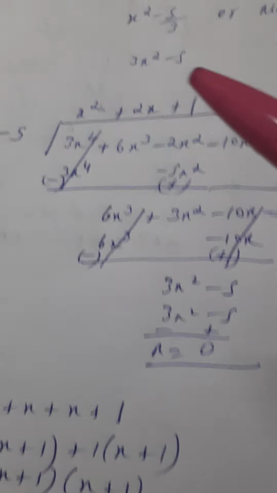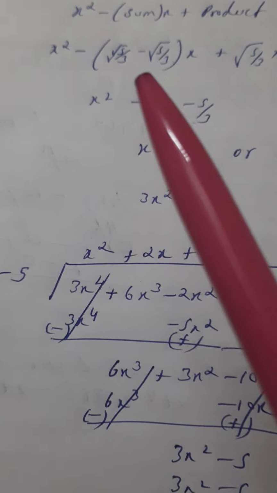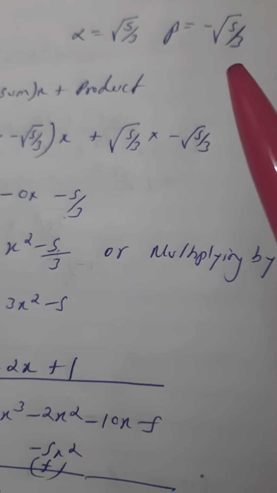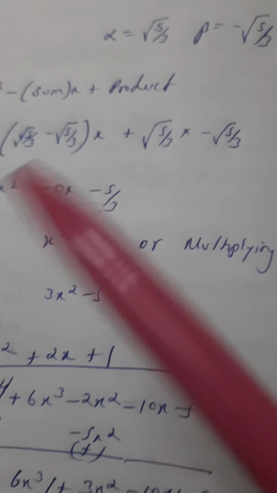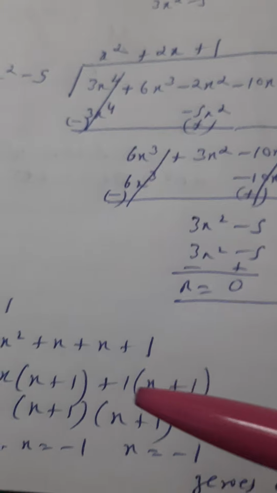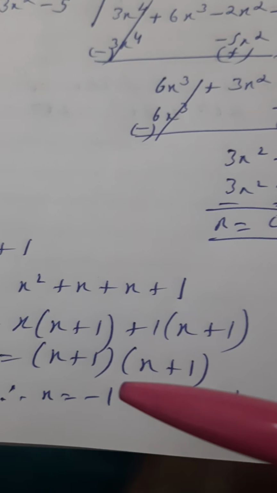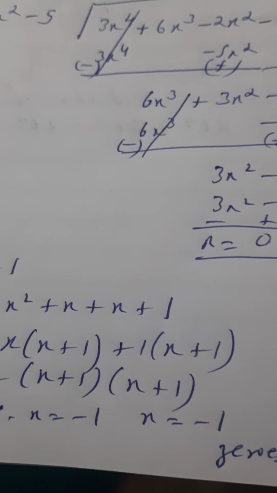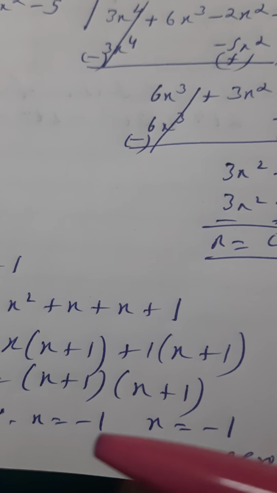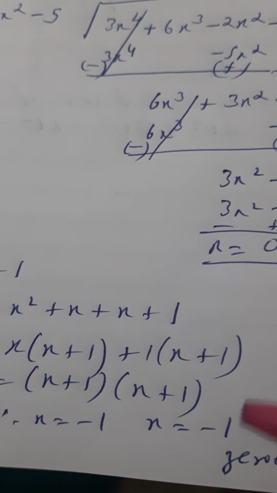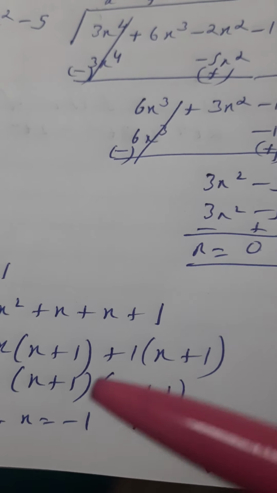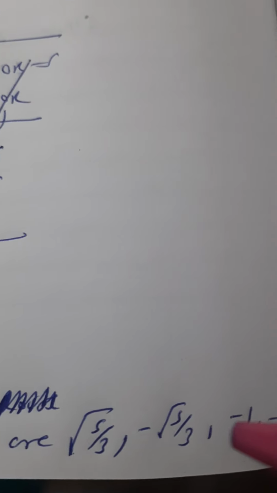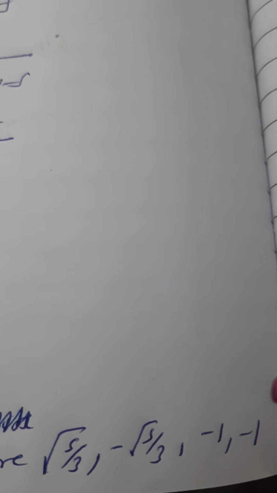So two zeros were already given to us in the question. And what were the two zeros given? Alpha root 5 by 3 and beta minus root 5 by 3. These were the two zeros. And with this whole procedure, we have found two more zeros. X will be minus 1 and minus 1. Normally the third and fourth are represented by gamma and delta. So alpha, beta, gamma, delta, or you can write the zeros are root 5 by 3, minus root 5 by 3, minus 1 and minus 1.